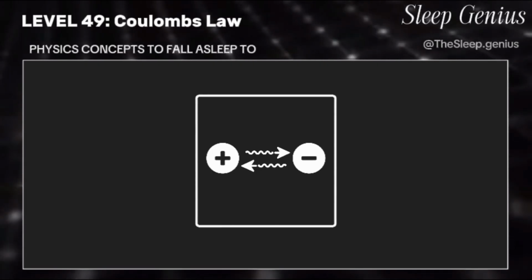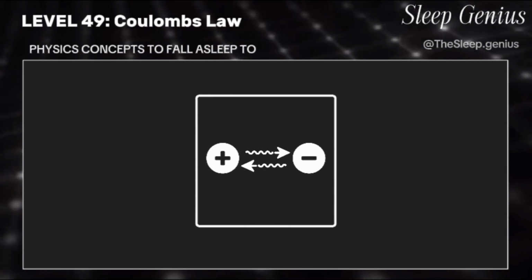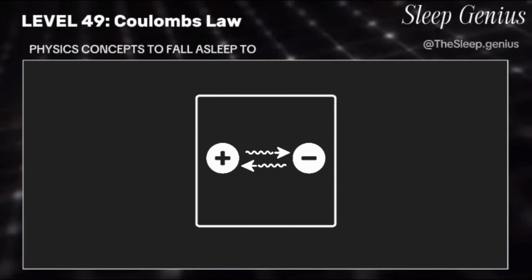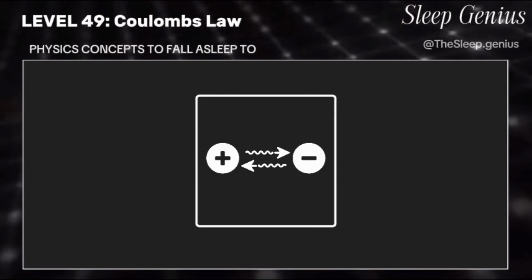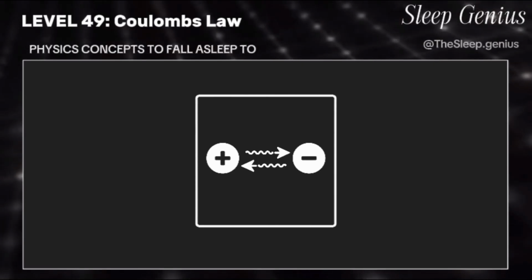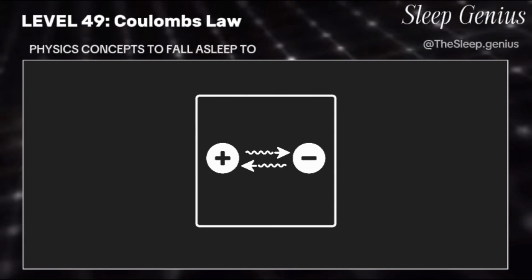Charges are represented as points, and their interaction is calculated using a constant that ensures units are consistent. The law connects electric force with spatial positioning, showing how force vectors interact in 2 or 3 dimensions. Patterns emerge where multiple charges influence a single point, allowing predictions of net forces.